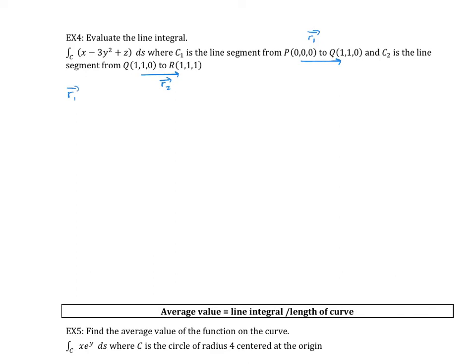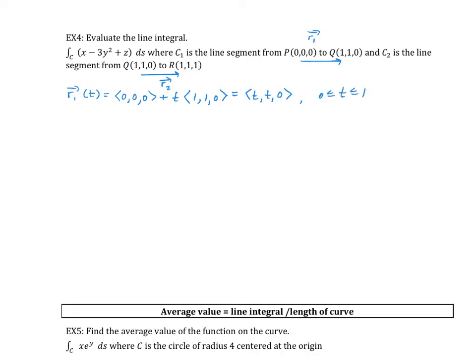r sub 1 of t is going to be the starting point, which would be 0, 0, 0 as a vector, plus t times the direction vector. So the direction vector is going to be Q minus P, which would be 1, 1, 0. And then I could write that compactly as t, t, 0. And in this case, my t values are going from 0 to 1.